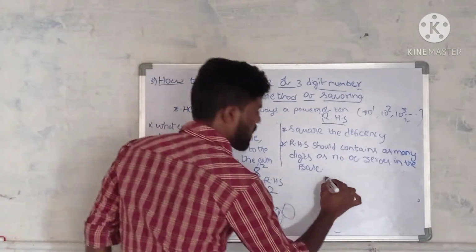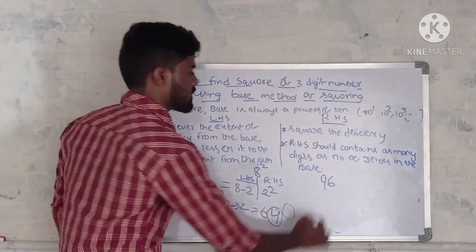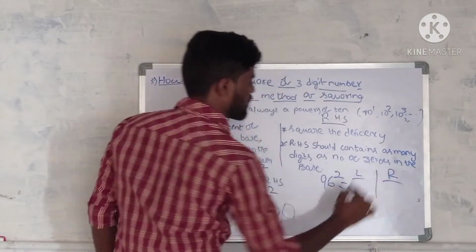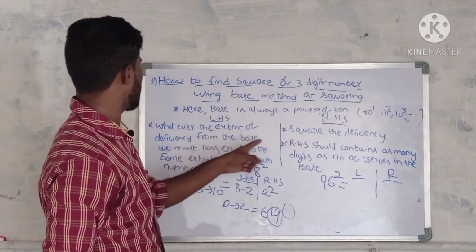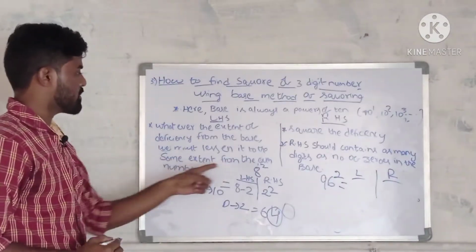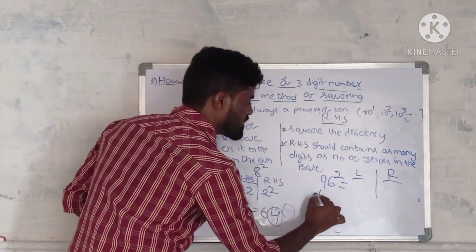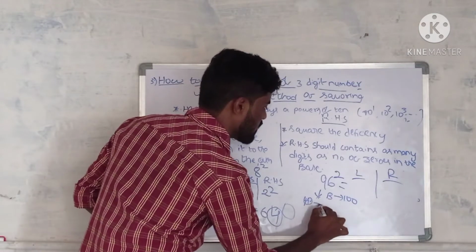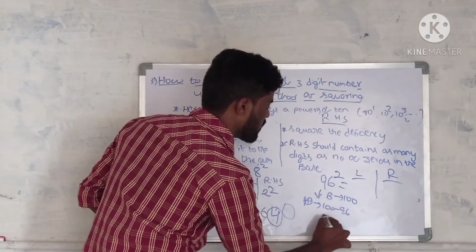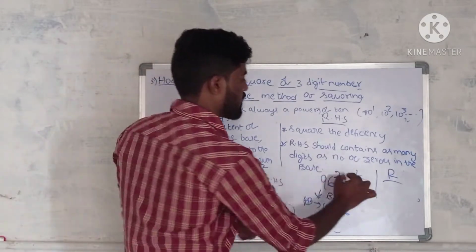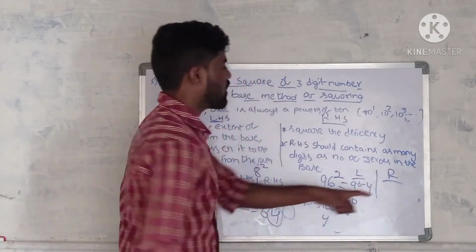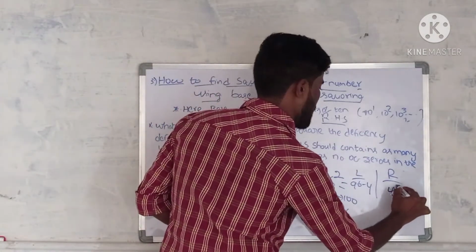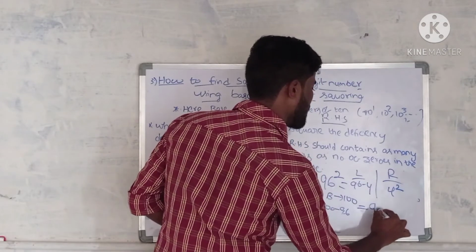Let's see one more example. 96 square. We divide the answer into two parts, LHS and RHS. LHS says that whatever the extent of deficiency from the base, we must lessen it to the same extent from the given number. Here the base is 100, and the deficiency is 100 minus 96, 4. We have to reduce 4 from the given number, that is 96 minus 4. RHS, square the deficiency. The deficiency is 4, squared. That means 9216.